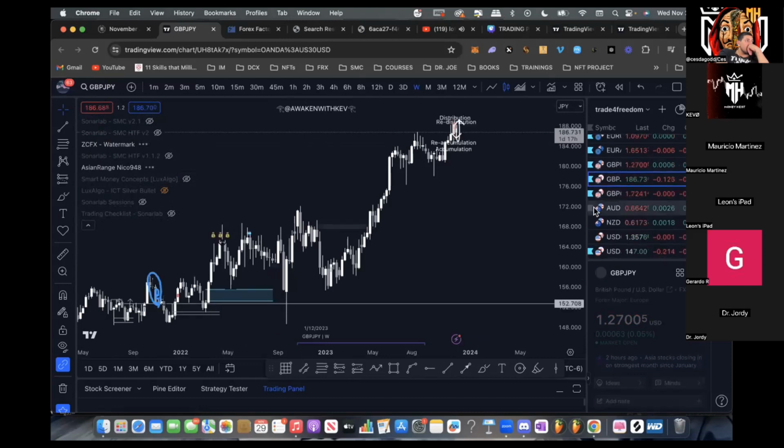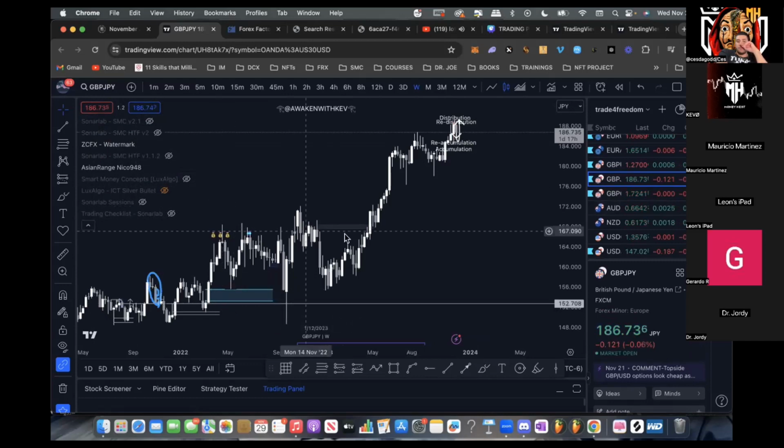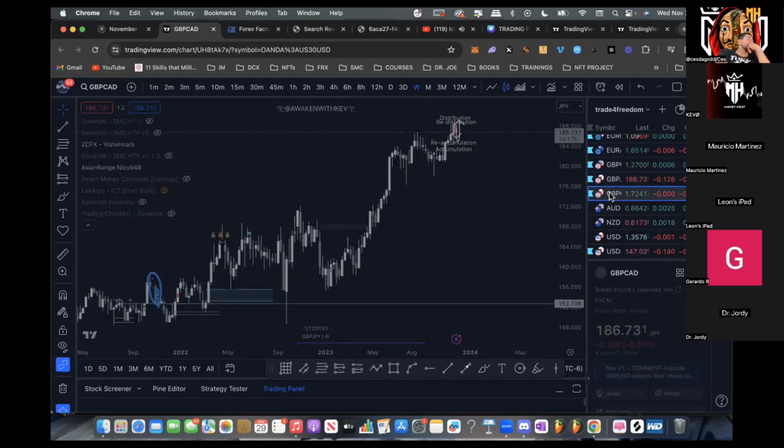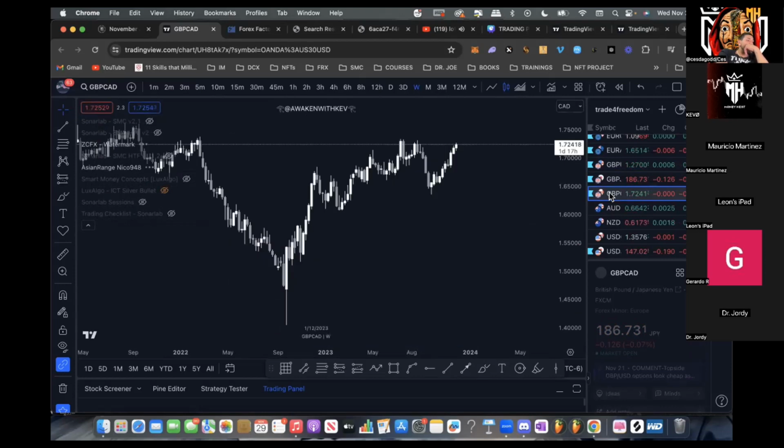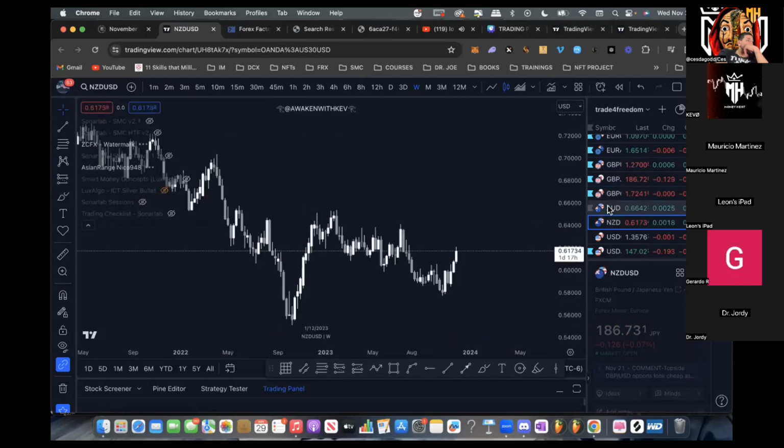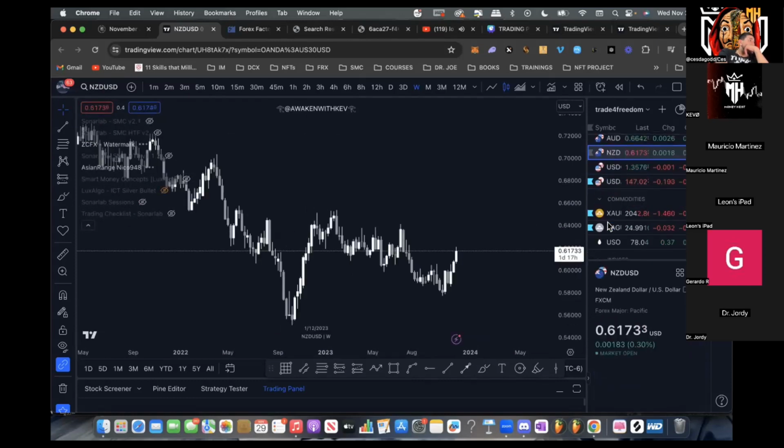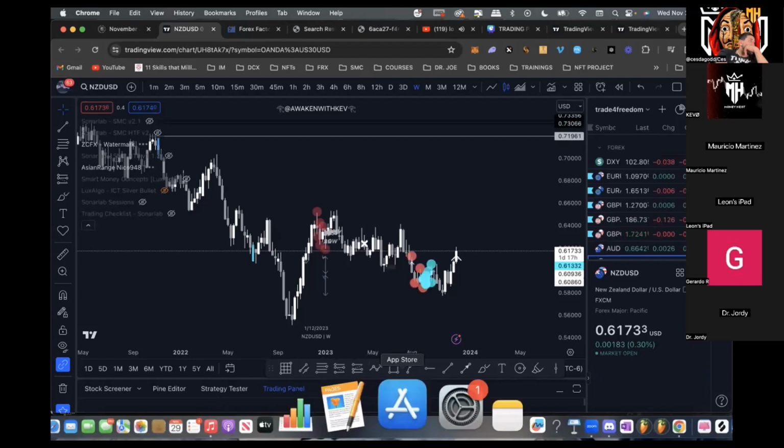You could tell the pairs I don't really trade too much because I've got all this old stuff on there, marked up from like 2021, a year or two ago. I swear. All right, but yeah, that's all I got for tonight.